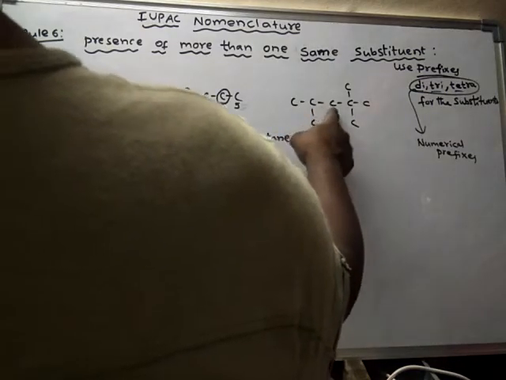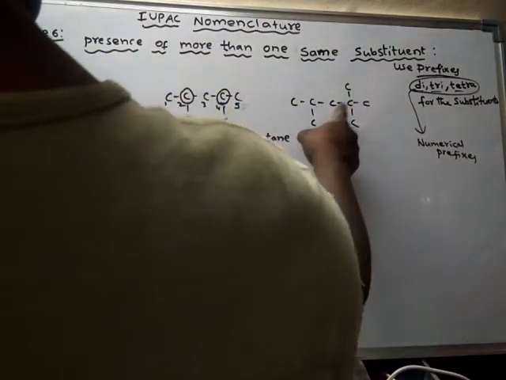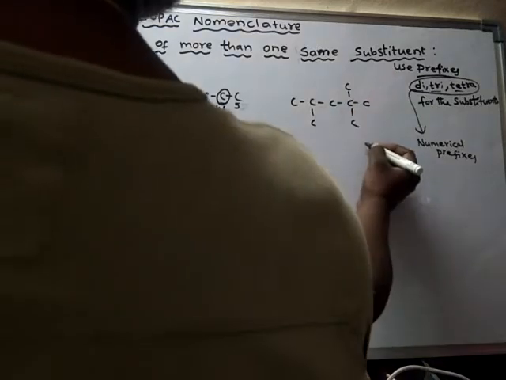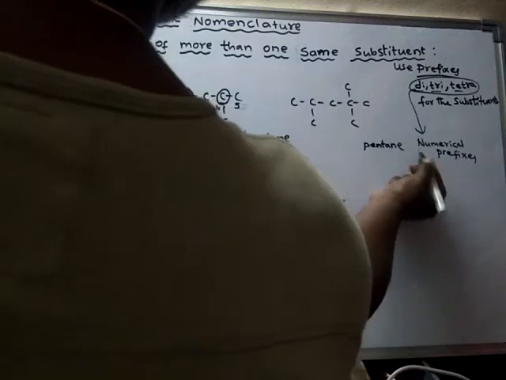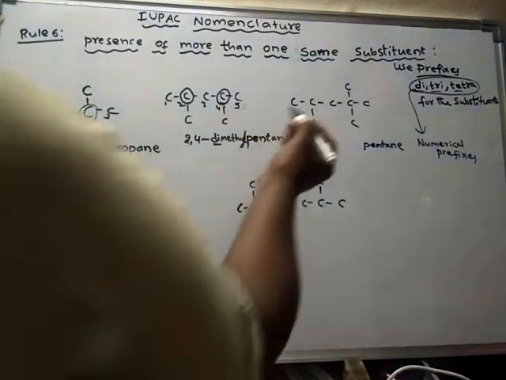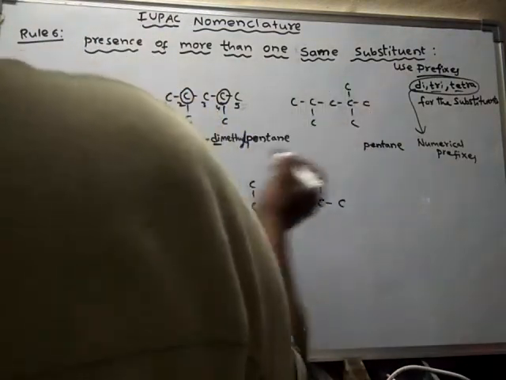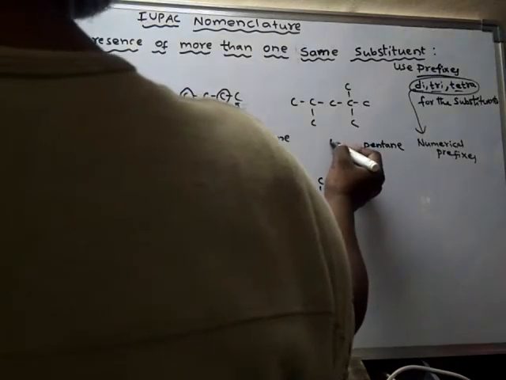So we will write the name of this compound. 1, 2, 3, 4, 5 pentane. Again here also pentane. Next, three similar substituents. Hence, it is a trimethyl.